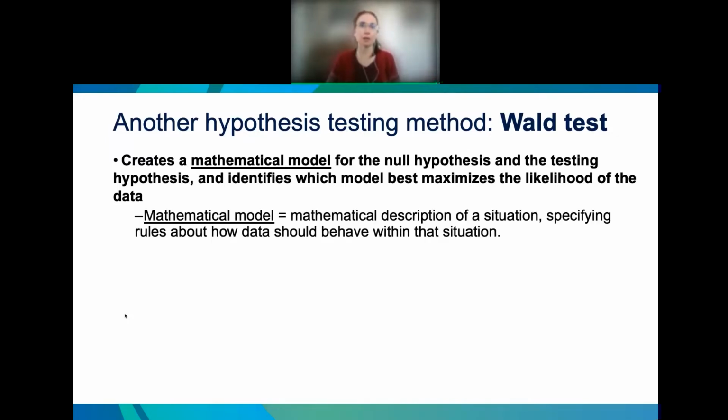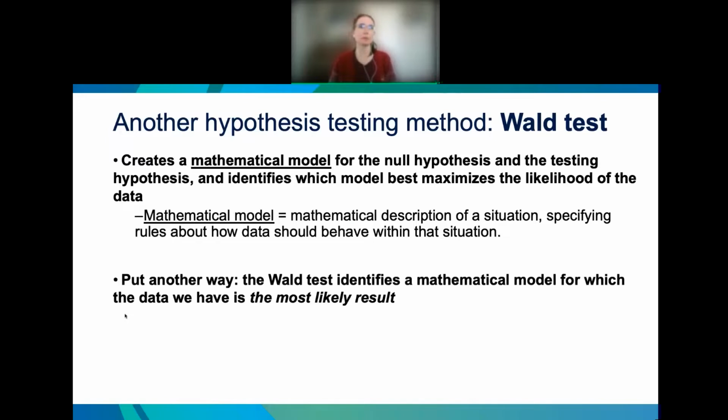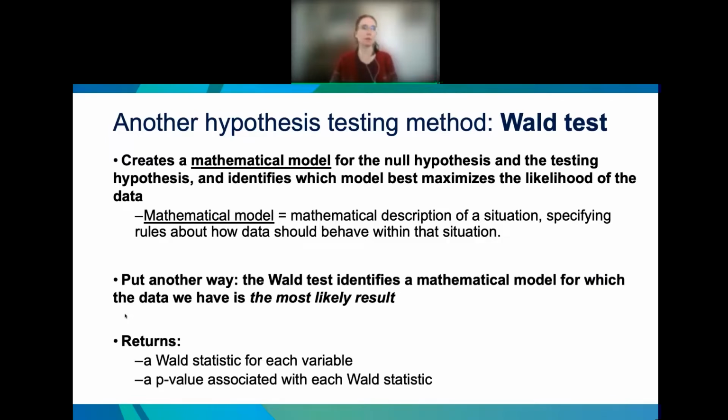A mathematical model here is a mathematical description of a situation, specifying rules about how data should behave within that situation. So if the null hypothesis were true, this is what the data would look like. To articulate this another way, the Wald test identifies a mathematical model for which the data that we have is the most likely result. Again, the Wald test returns what is called a Wald statistic, similar to a t-score, and a p-value associated with each Wald statistic.